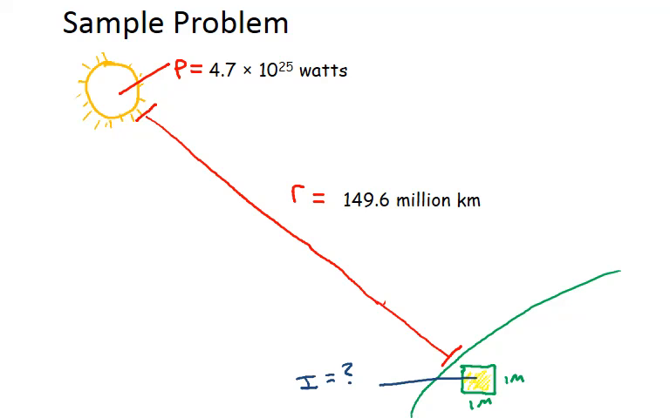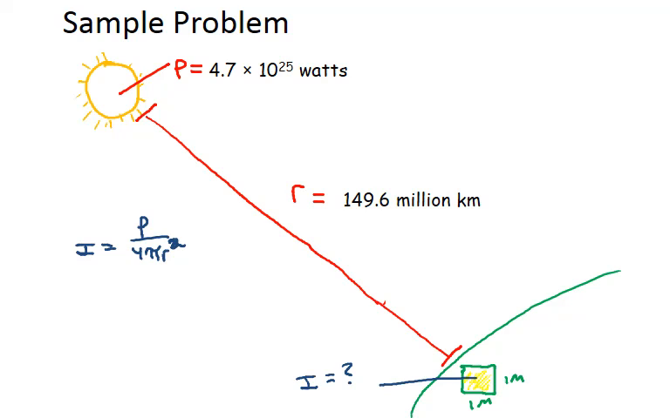All right, so let's say that the average power of the sun is 4.7 times 10 to the 25th watts, and we're an average distance of 149.6 million kilometers away. On 1 square meter of Earth, assuming no atmosphere, what would the intensity of the light be coming from the sun? So go ahead and pause the clip and give this a try, and when you're ready to check, you can hit play to continue.